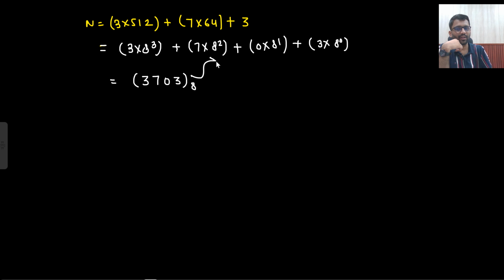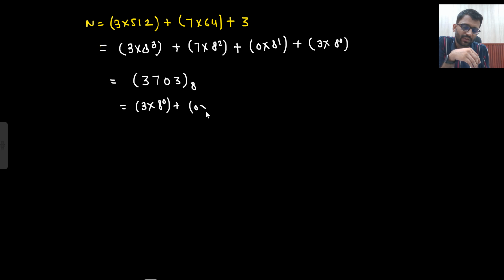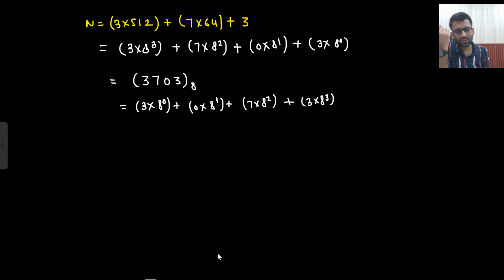If you need to go from here to here, you can go, right? 3 into 8 to the power 0 plus 0 into 8 to the power 1 plus 7 into 8 to the power 2 plus 3 into 8 to the power 3. This is how I will write it, right? Are you getting my point?